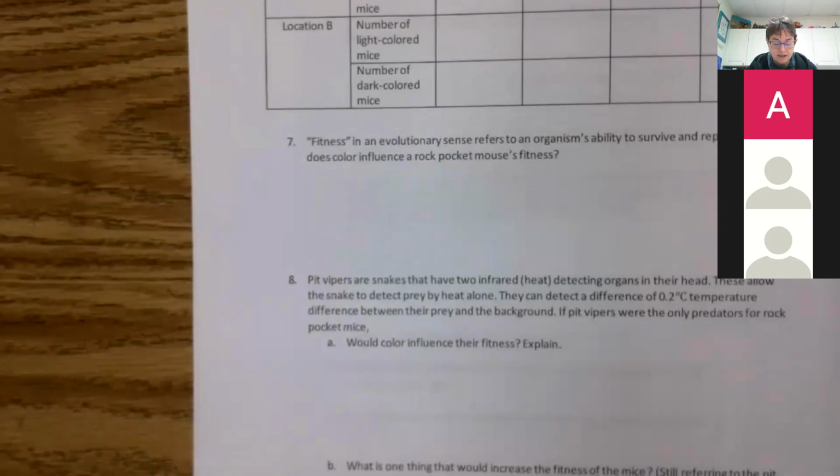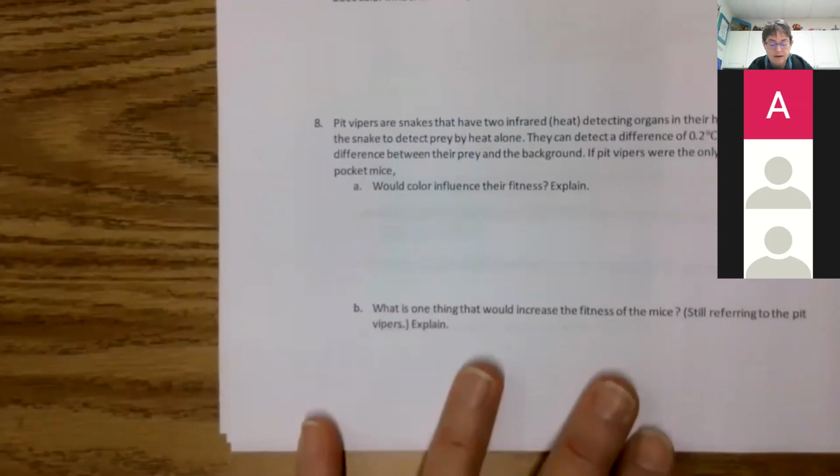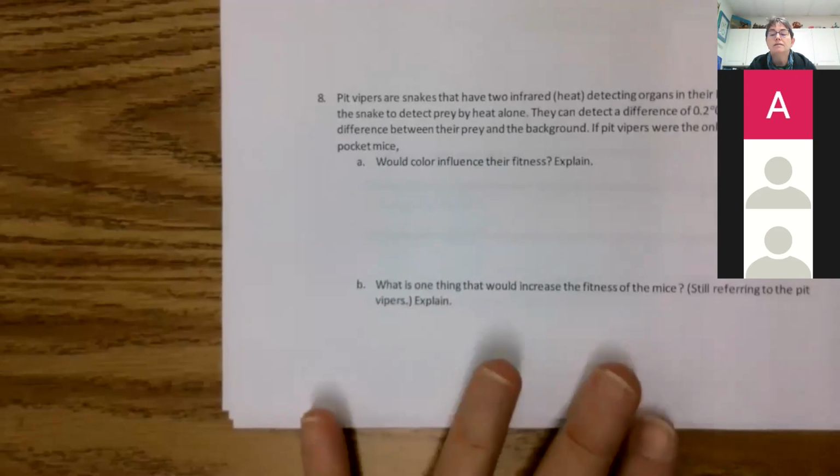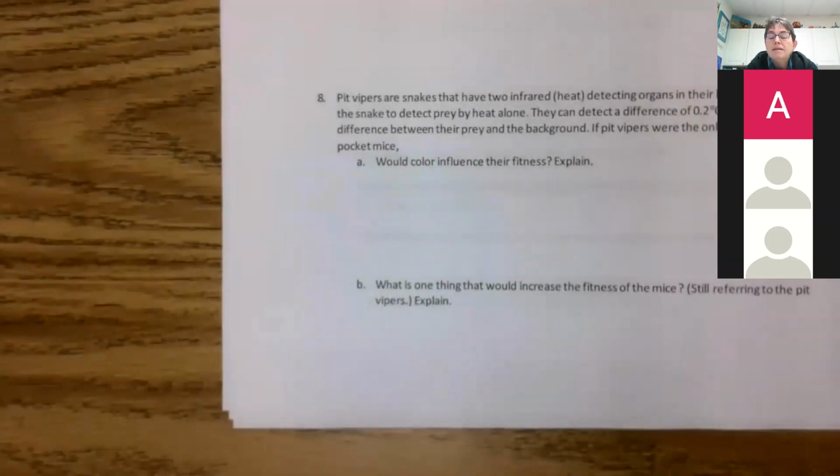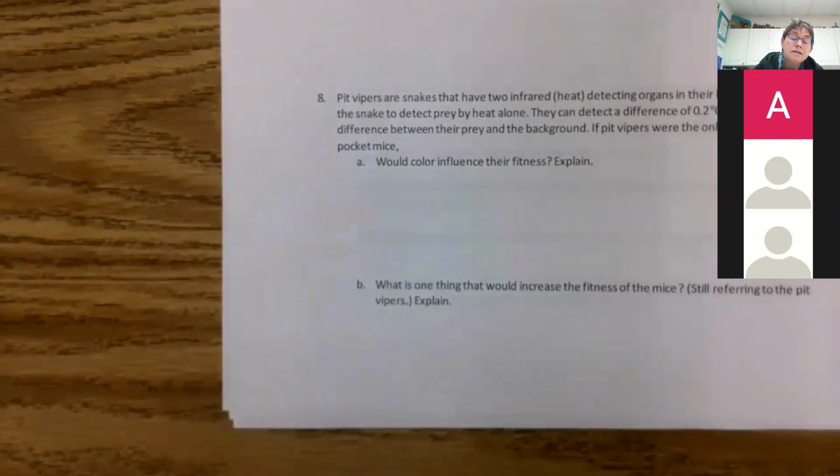So then the last question, assuming that the pit vipers were the only predators, what could the mice do to increase their fitness? What could the mice do to blend better into the background? Because color doesn't do it. Live in like cold areas. Okay, that might help because the snakes might not even be active, but it's got to do with temperature.